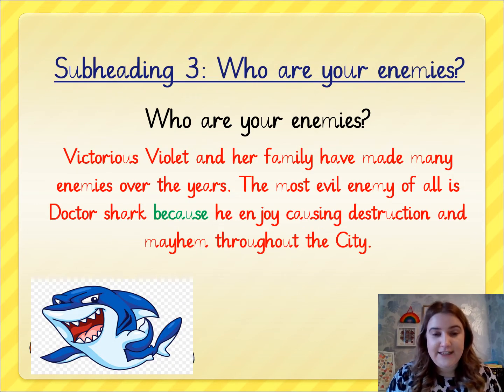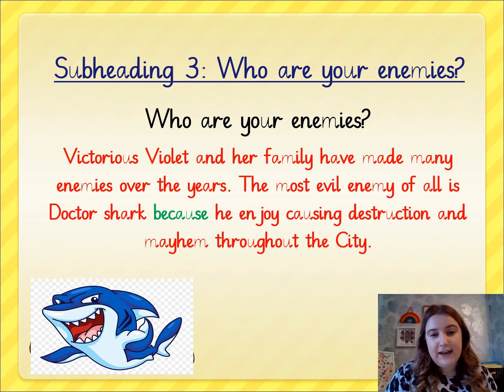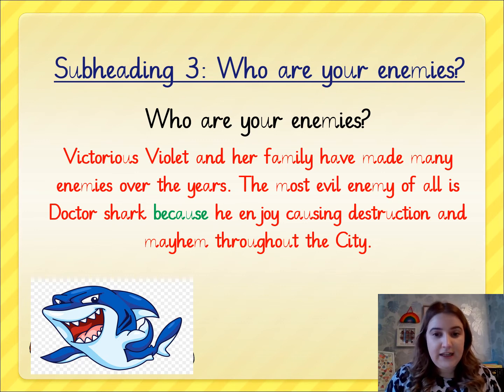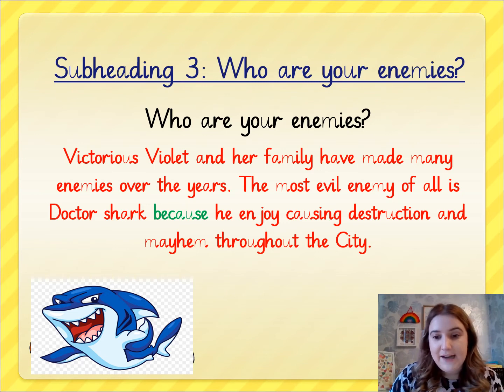This is what I've written for my subheading about my enemies. Victorious Violet and her family have made many enemies over the years. The most evil enemy of all is Dr. Shark, because he enjoys causing destruction and mayhem throughout the city. So that's the main enemy that my superhero comes up against, Dr. Shark. And Dr. Shark likes to cause mayhem and destruction in New York City.